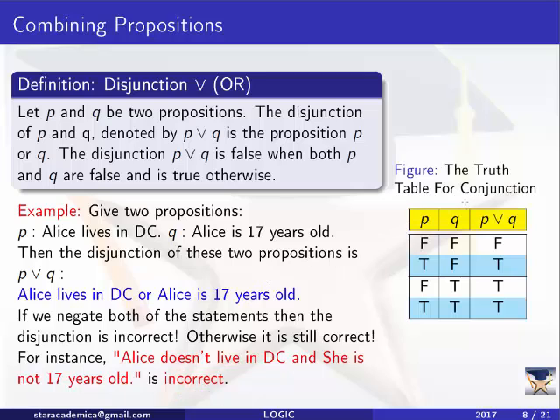So how does the truth table look like? Again, we have P and Q, and we have 4 cases: true, true; false, true; false, false; true, and true, true. Only when both are false, we have a false result when we take P or Q. Otherwise, it's always true.